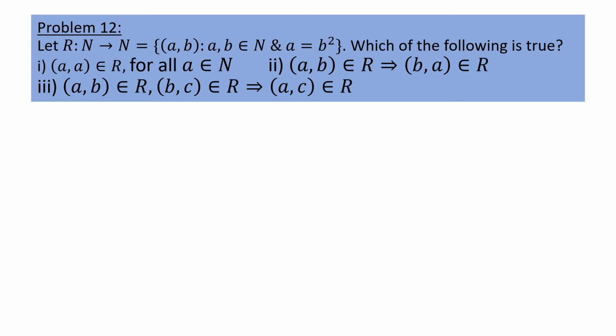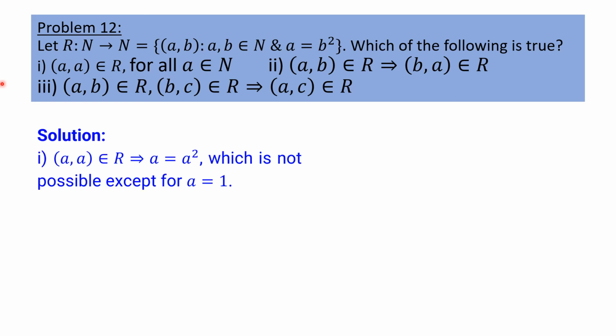In this problem, we are given a relation R having set of elements (a, b) such that a and b are in natural numbers and a is equal to b square. We are required to check which of the following statements are true. The first statement says that (a, a) is in R for all values of a belonging to natural numbers.